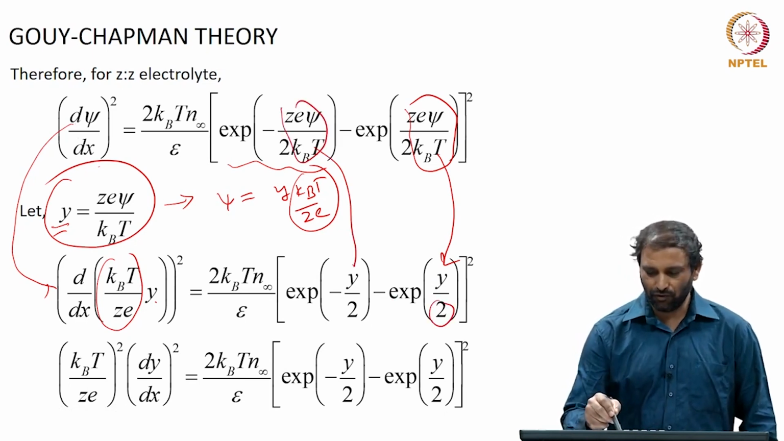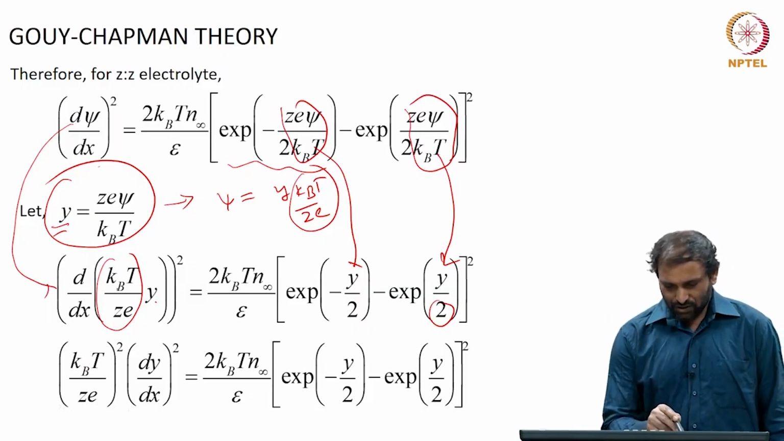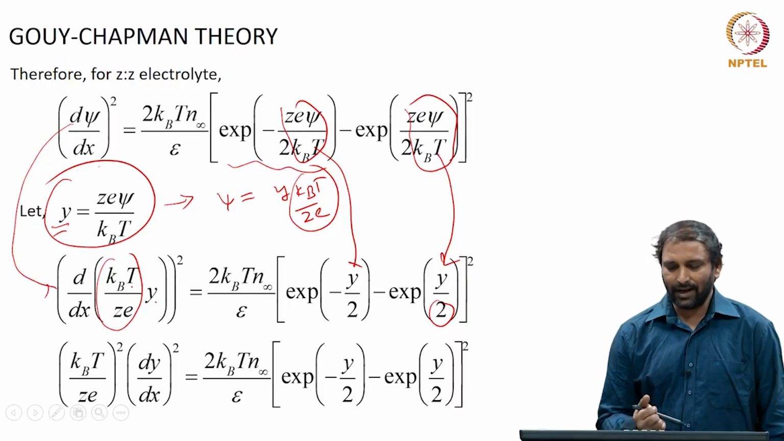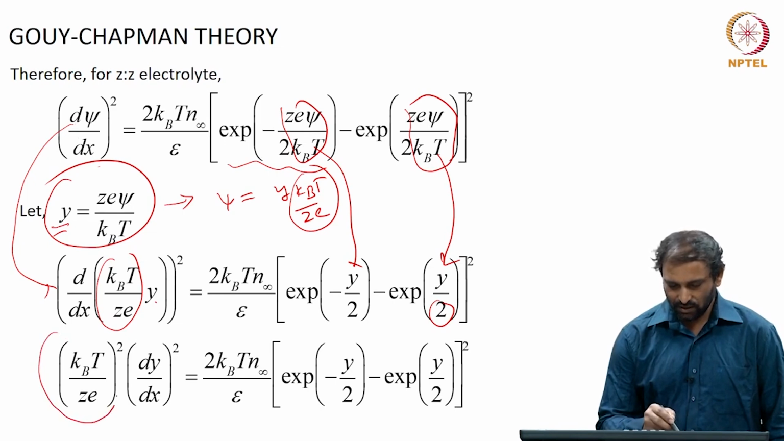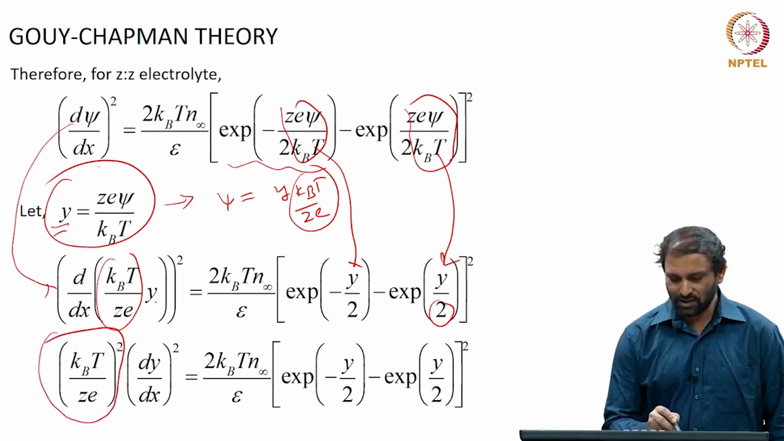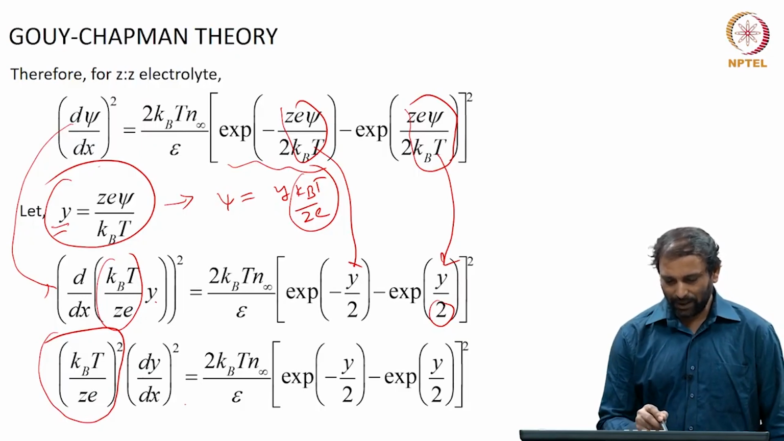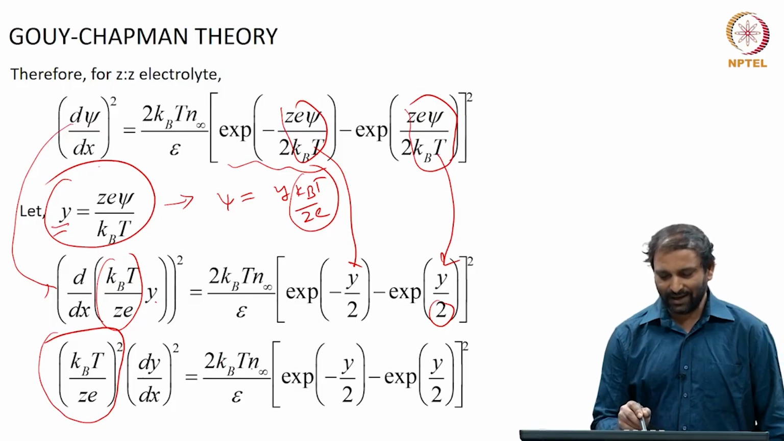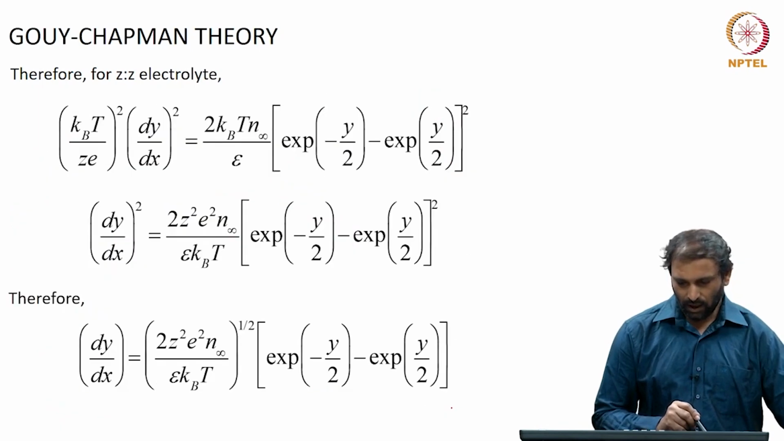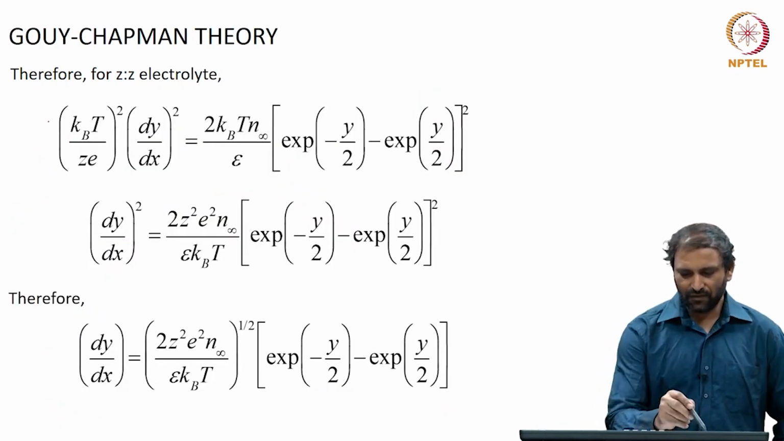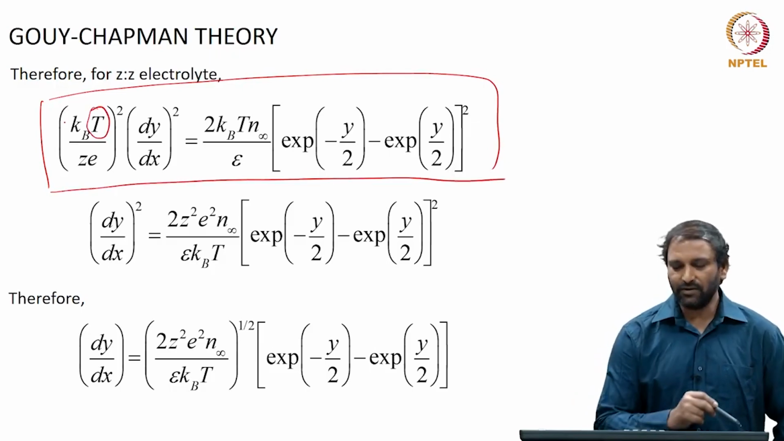The same thing is also true for this case. So therefore, because for a given electrolyte and a given temperature, kBT divided by Ze is constant, right? I am going to take kBT divided by Ze whole square outside. So I have dy by dx whole square is equal to 2 kBT n infinity by epsilon multiplied by this term. That is, of course, valid only for a Z is to Z electrolyte and at a given temperature, right.